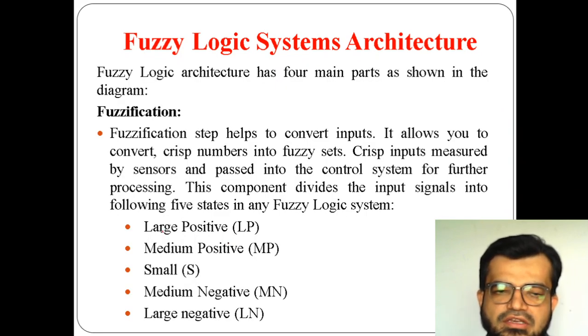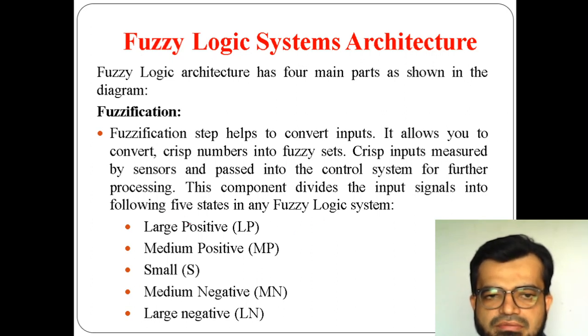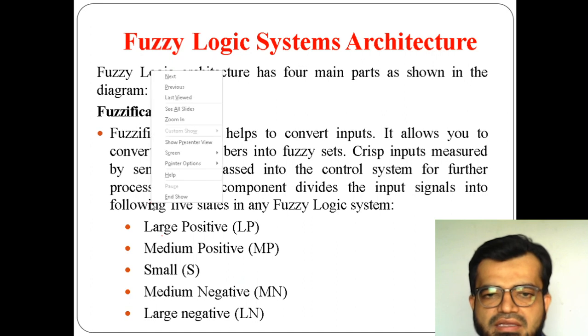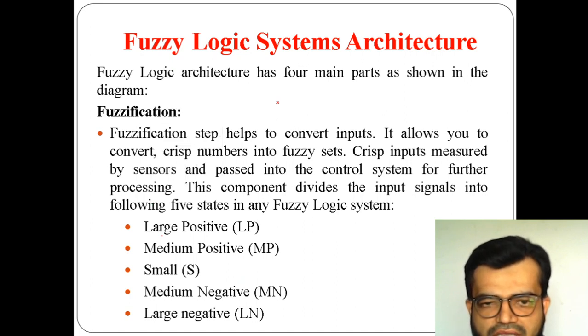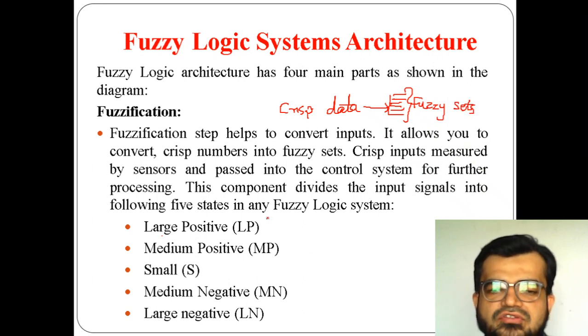That's why I said that in fuzzy logic the first part is fuzzification. So what is this fuzzification? The input of fuzzification is the crisp data. This crisp data will be converted into a group of values, and that group of values constitutes a fuzzy set. How is it going to be converted?